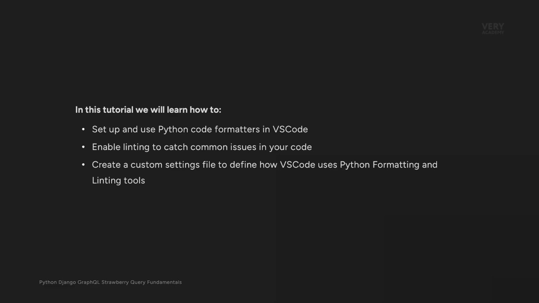And there we go. So we've now set up our linting and formatter tool in Visual Studio Code. Through that process, we learned how to create a custom settings file to define how our linter tool interacts with Visual Studio Code.